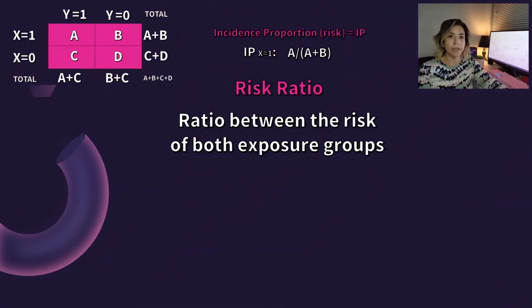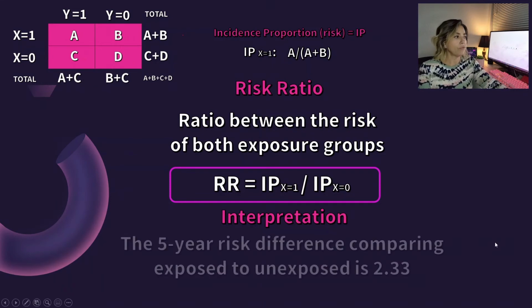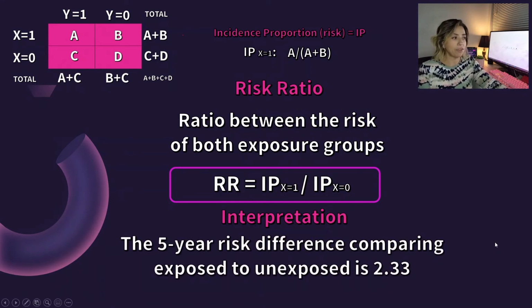When we talk about risk ratio, we're talking about the ratio between the risk of those exposed divided by the risk of those in the non-exposed group. When we look at the interpretation of risk ratio, we read it as follows. The 5-year risk ratio comparing exposed to unexposed is 2.33.